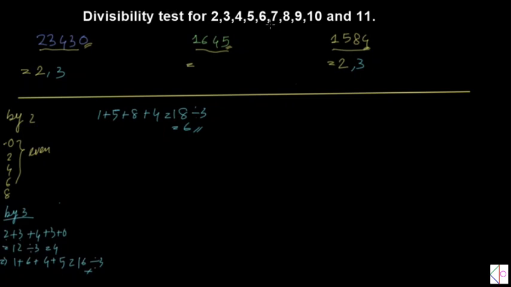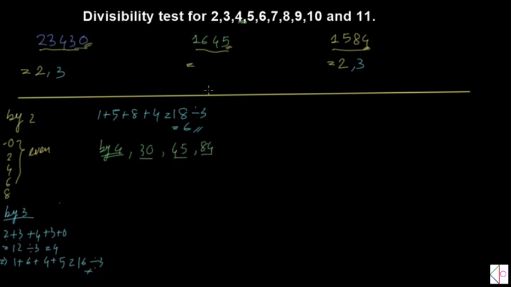Now 4. What is the rule in the case of 4? A number with 3 or more digits is divisible by 4 if the number formed by its last two digits, the ones and tens place, is divisible by 4. Here the last two digits in our first case are 30, in our second case 45, and in the third case 84.